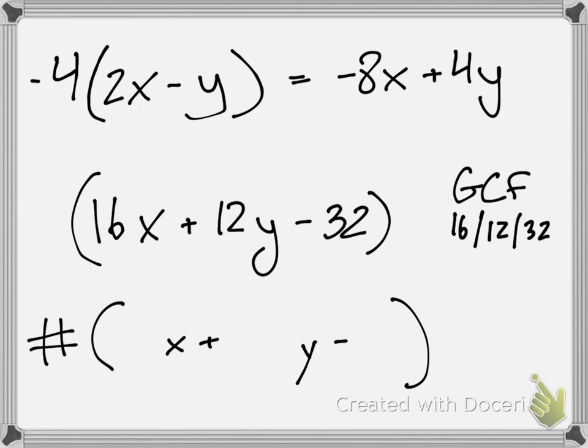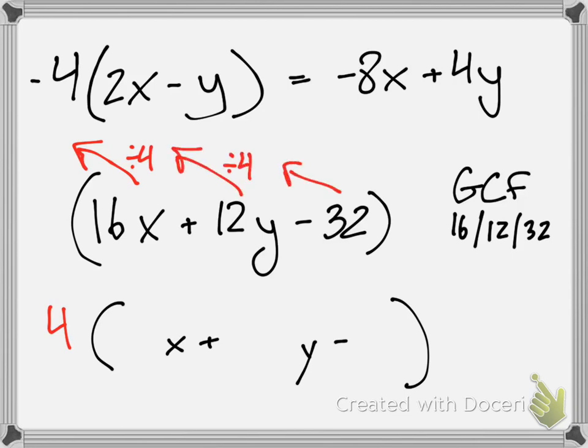So just to make our lives easier, here, I pulled out a 4. So here I'm dividing by 4. To get out, I'm dividing by 4. And to get out, I'm dividing by 4. They all must have the same greatest common factor. Otherwise, we cannot do this. So 16 divided by 4, we get 4. 12 divided by 4, we get 3. And 32 divided by 4, we get 8.